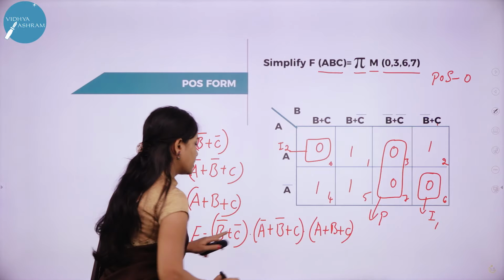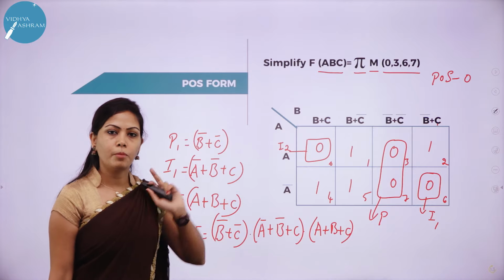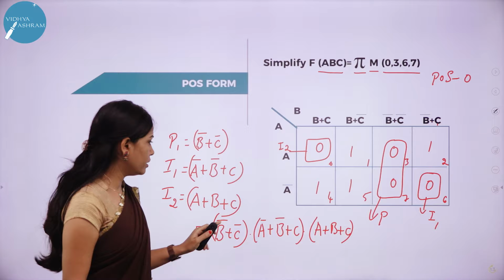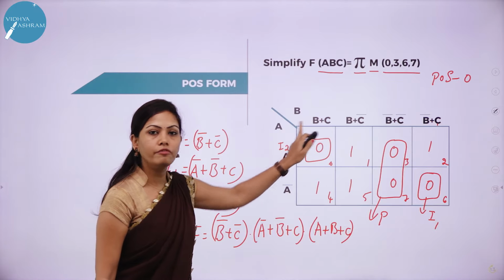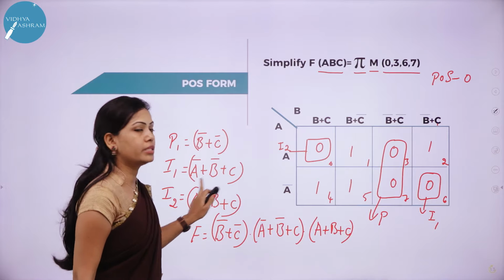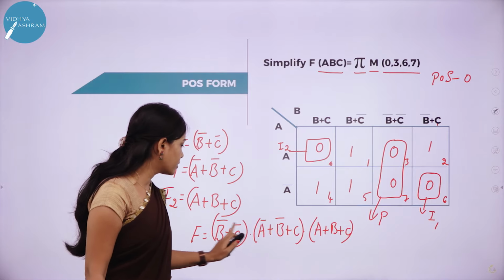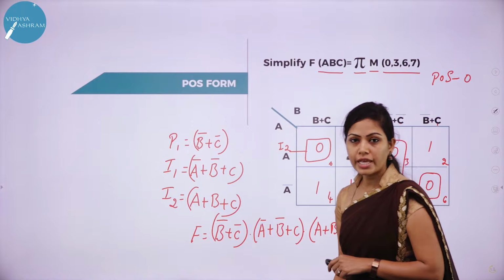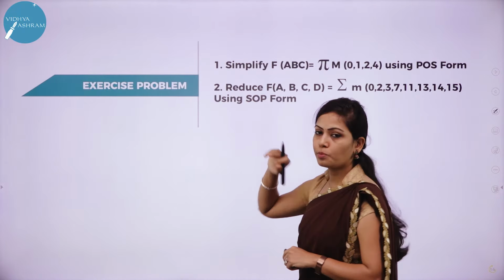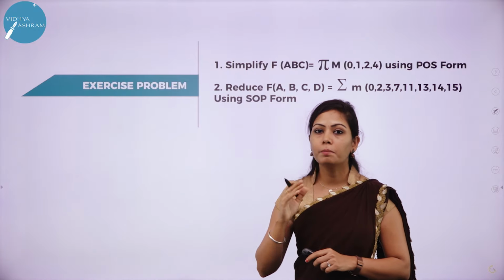This is called the POS method, product of sum form. So here you have to add the variables. You should not multiply. Here you should add all the variables. This is product of sum. So next problem is an exercise problem. Please practice these two problems using sum of product form and product of sum form.